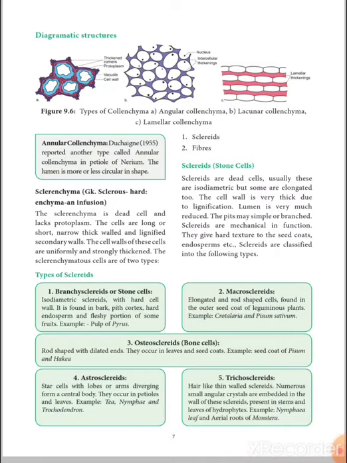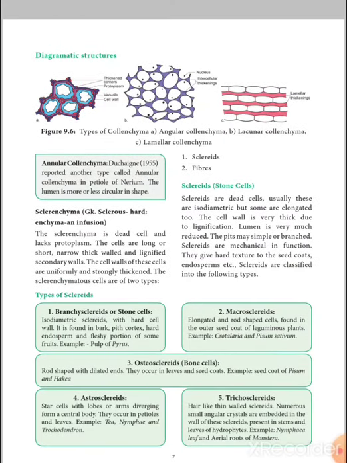First we study sclereids, also known as stone cells. Sclereids are dead cells. Usually these are isodiametric, but some are elongated too. The cell wall is very thick due to the lignification. The lumen is very much reduced. The pits may be simple or branched.